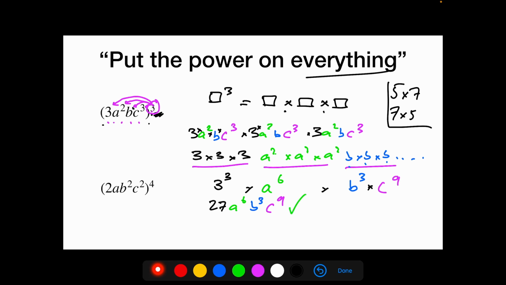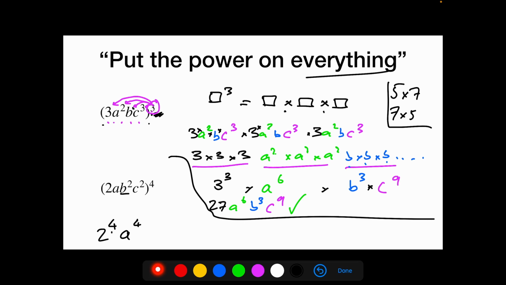So let's try another one now, where we don't do all of this stuff, where we just jump straight into it. We've got a 4 on the outside, so we're going to put that 4 on every number, every letter, everything. Put the power on everything. For the 2, there's nothing there, so just put the 4 on straight away. For a, there's no number showing, but there's actually a 1 hiding, so we put a 4 up.